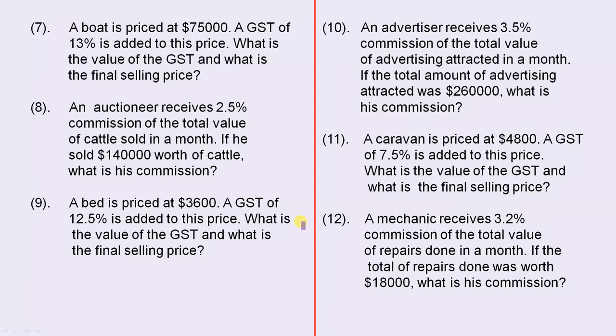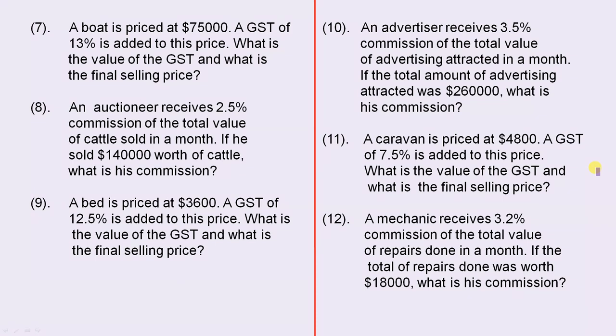A bed is priced at $3,600. A GST of 12.5% is added to this price. What is the value of the GST and what is the final selling price? An advertiser receives 3.5% commission of the total value of advertising attracted in a month. If the total amount of advertising attracted was $260,000, what is his commission?